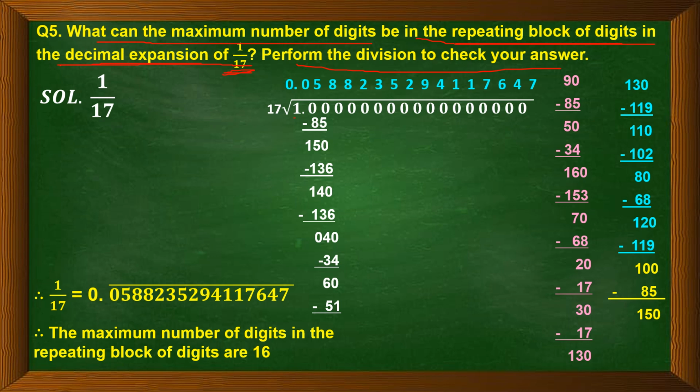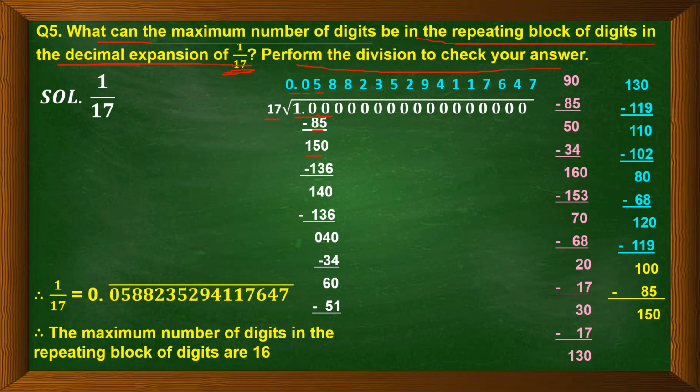So 1 will come inside and 17 will come outside. Now 1 is less than 17, so we will have a decimal point in the quotient and place a 0 next to 1. Now we have 10. 10 is again less than 17, so we shall write 0 in the quotient and place again a 0. So now we have 100. Now 17 into 5 is 85. 100 minus 85 is 15.